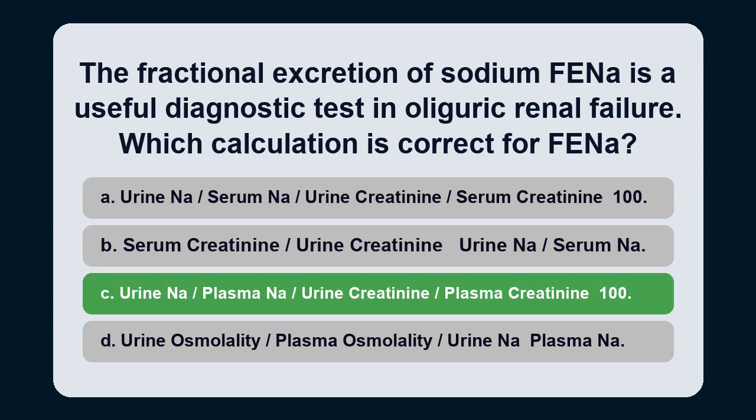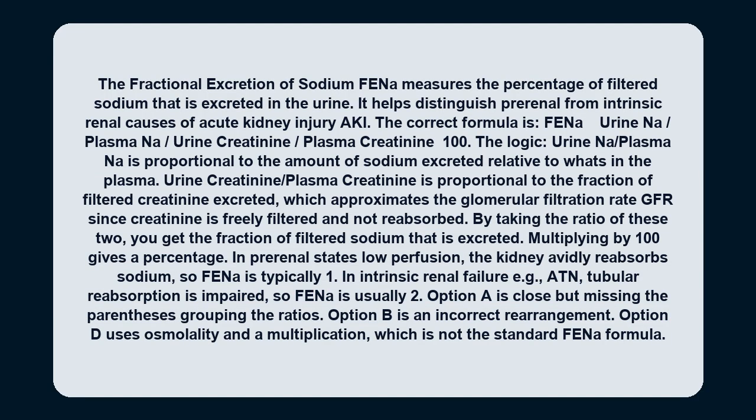The answer is C. The fractional excretion of sodium, FeNa, measures the percentage of filtered sodium that is excreted in the urine. It helps distinguish prerenal from intrinsic renal causes of acute kidney injury (AKI). The correct formula is FeNa = (urine Na / plasma Na) / (urine creatinine / plasma creatinine) × 100.